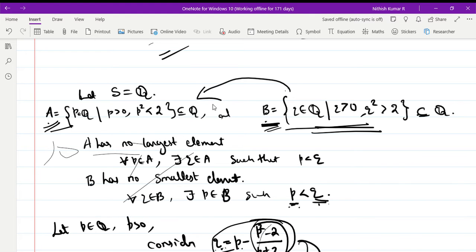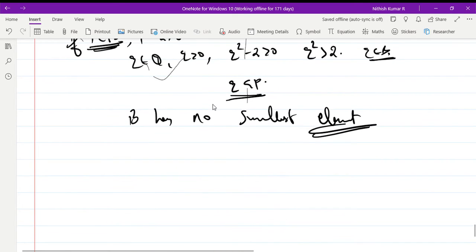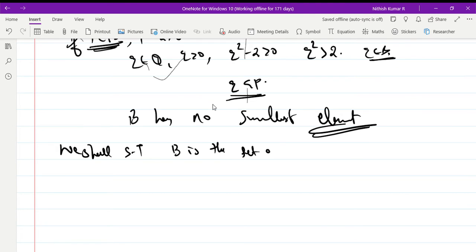That means we shall show that B is the set of all upper bounds of A in Q. That means we need to show that every element of B is an upper bound of A, and if A has any upper bound, it's an element of B. That means we need to show it in two directions.